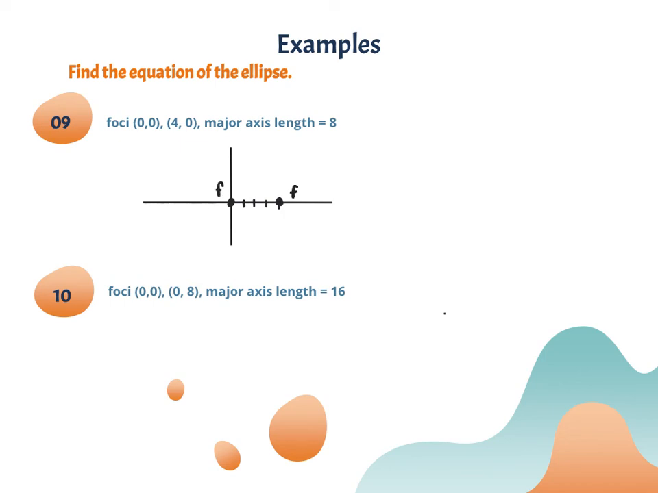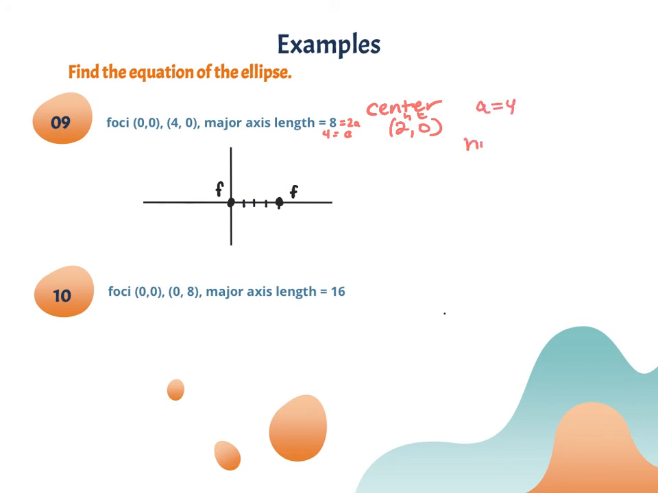All right, so I graphed 0, 0 and 4, 0. Those are my foci. What do you know already? The center. Center would be where? 2, 0. That's my H, that's my K. Major axis is 2A. So A is 4.